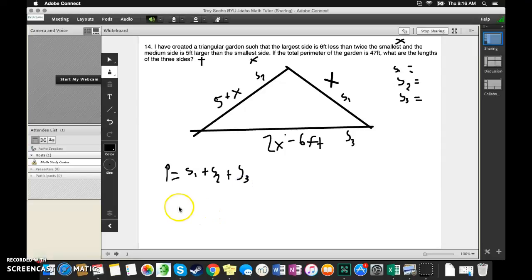Now we can solve this. We can say x, so side 1, plus side 2, 5 plus x, plus side 3, 2x minus 6. And we know P, because P is given right here. This is P. Because the total perimeter is 47, so we know that this equals 47.